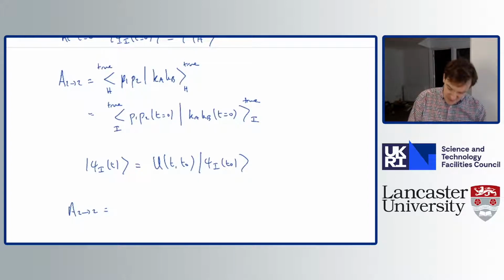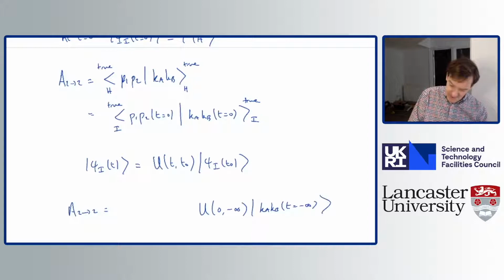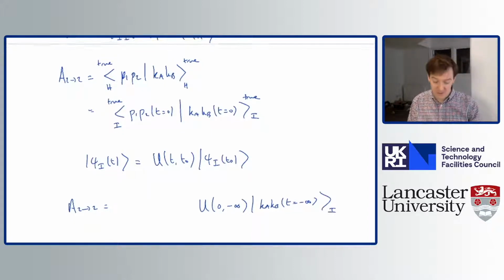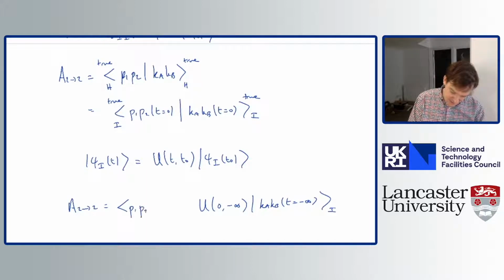So we can use that then in our expression for the amplitude, 2 to 2. So we're going to evolve our states. So let's do the k states first. This is going to be U. We want to go from 0 to time minus infinity. Then we're going to have the states Ka, Kb at time equal to minus infinity. We're still in the interaction picture. And then we want to evolve our other states, P1, P2, to t equal to plus infinity. Here we'll use the matrix U from infinity to 0.